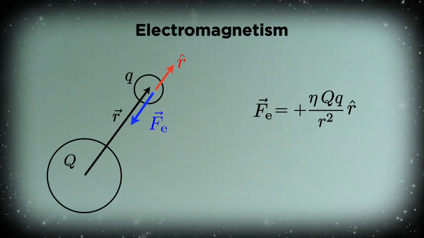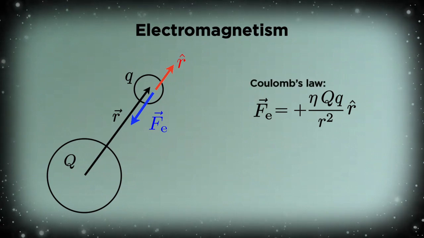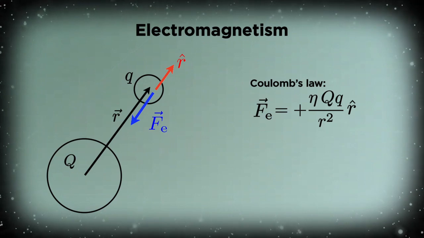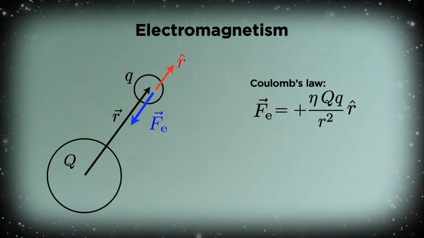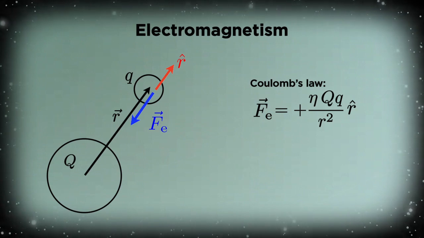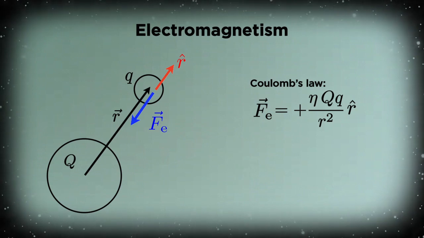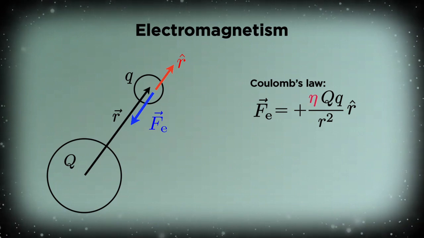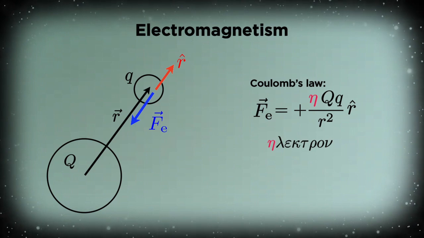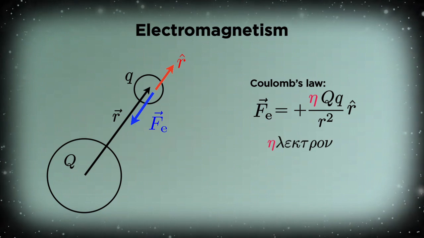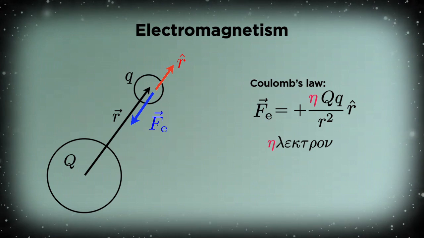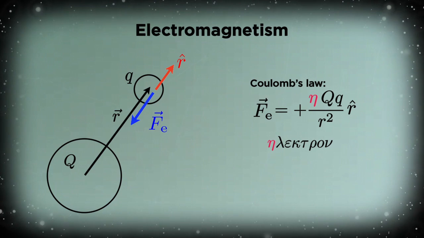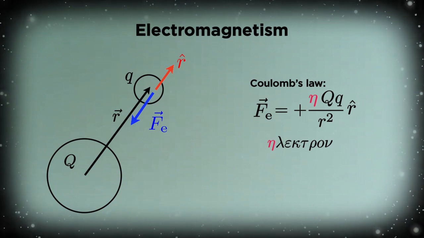Here, the relevant equation is Coulomb's law, which says that the electric force goes as the product of the charges divided by r squared. So it's very similar in form to Newton's law of gravity. For the proportionality constant, we'll use the Greek letter eta, because the word electric comes from the Greek electron, which starts with an eta. I should add, though, that I made up this notation. More often, you'll see that constant written as 1 over 4 pi epsilon naught, but that's needlessly complicated for our purposes.